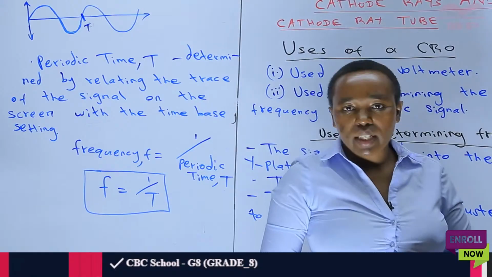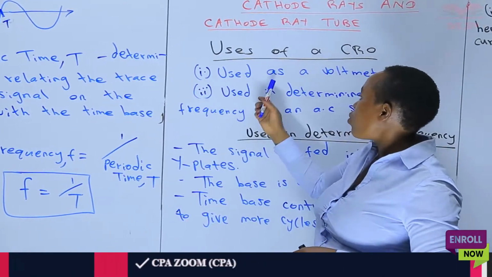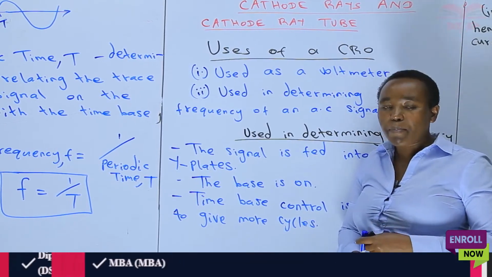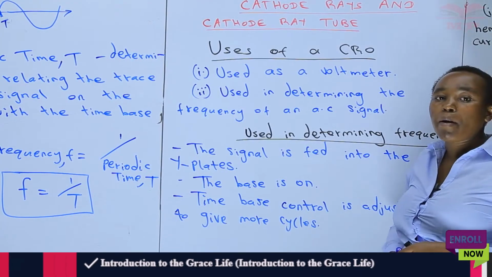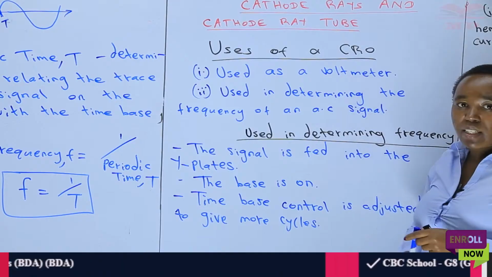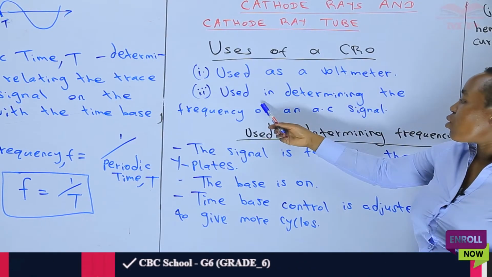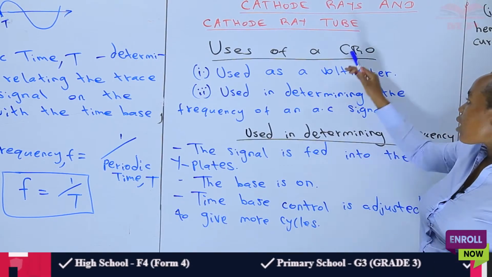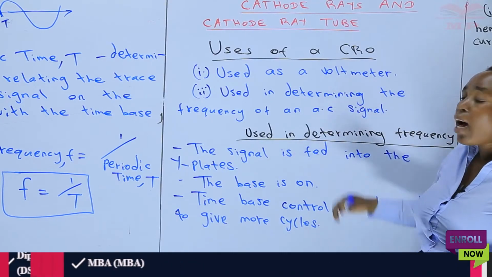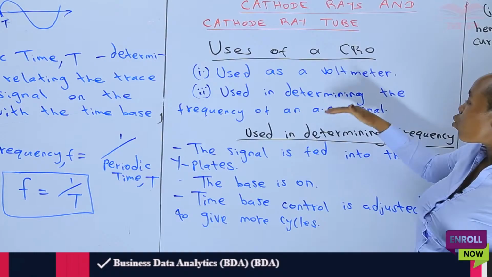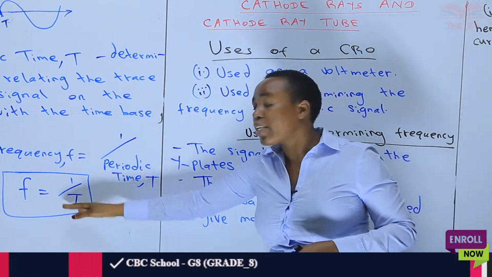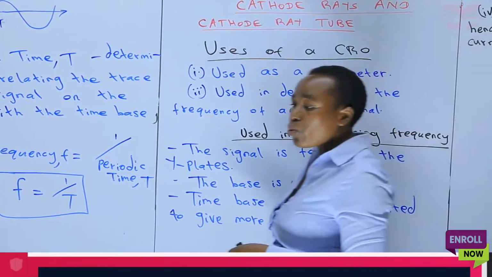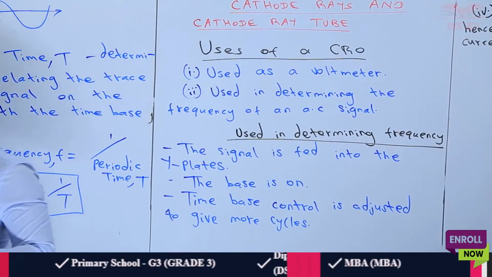So those are the two uses of a CRO. One is as a voltmeter, and we have seen that the voltage is given by the displacement multiplied by the sensitivity. And then we have also seen that it is used in determining the frequency of an alternating current signal. You should be able to explain how it is used. In this, we are going to do more calculations. We'll apply this formula in our calculations. We'll also apply the formula for calculation of voltage, displacement multiplied by the sensitivity.